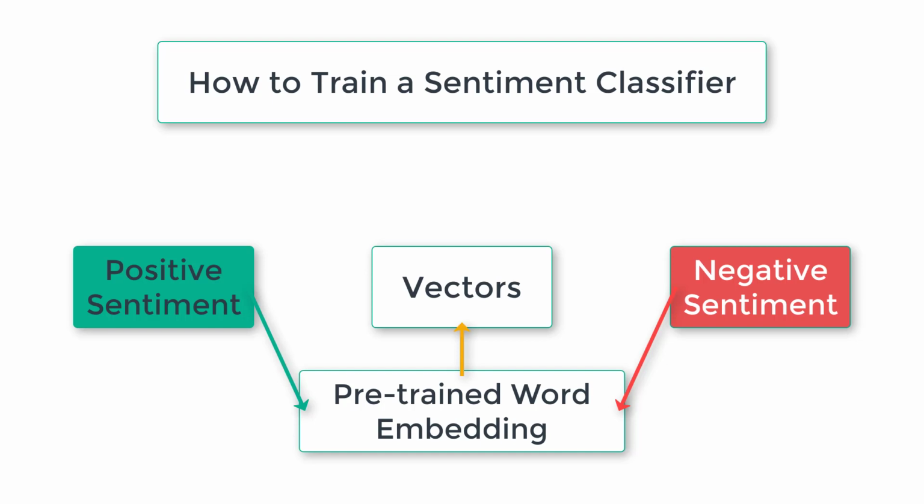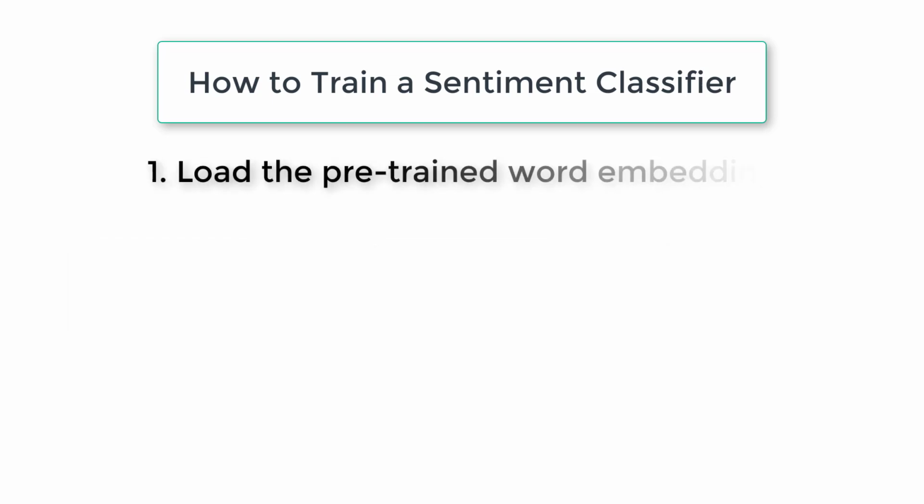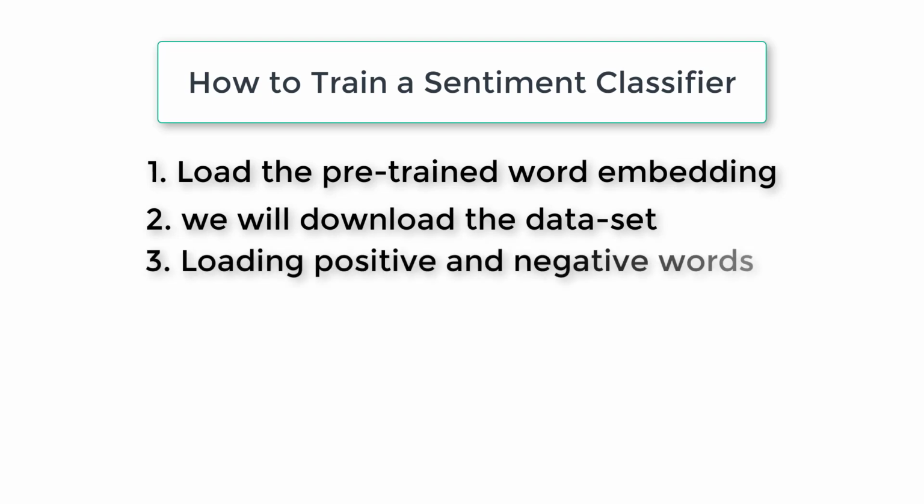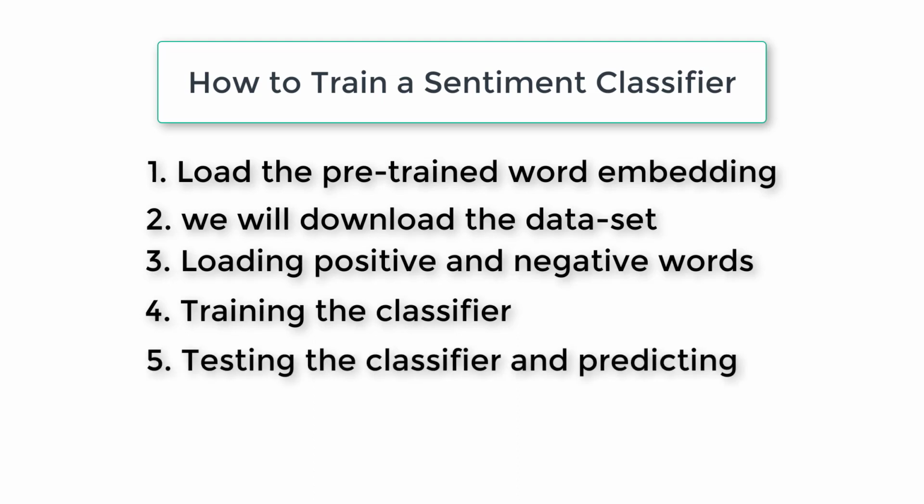We are going to implement the entire system in 5 steps. At the first step, we will load the pre-trained word embedding. In the second step, we will download the dataset. In the third step, we will load the positive and negative words from the dataset. In the fourth step, we will train our sentiment classifier using the word vectors of the positive and negative words. And finally, we will test the classifier and express the predicted positive and negative sentiments graphically.